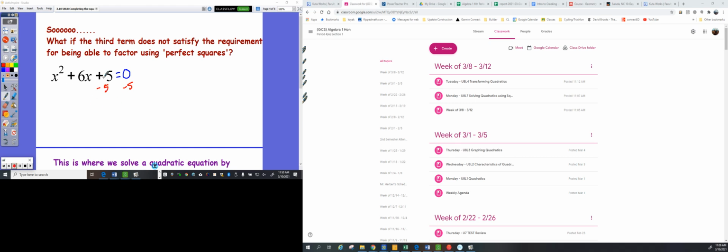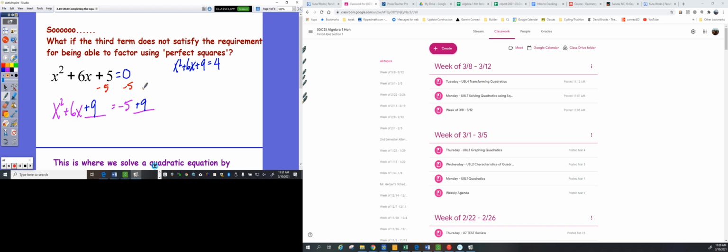Okay, so when I move this 5 over, I'm going to create a space here. And I'm going to say that x squared plus 6x, this space, equals negative 5. And again, I'm creating a space here, so I'm going to go ahead and create my perfect square. So half of 6 is 3. 3 squared is 9. If I add 9 here, I add 9 here. So now I have x squared plus 6x plus 9 equals 4.